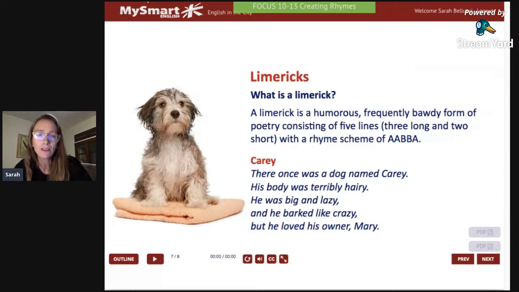Okay, so let's read this one here about this gorgeous little dog. There once was a dog named Carrie. His body was terribly hairy. He was big and lazy, and he barked like crazy, but he loved his owner, Mary. So this is a very safe limerick. Afterwards, what you can do is you can Google in your own time rude limericks, and you can see what I mean about what bawdy means.